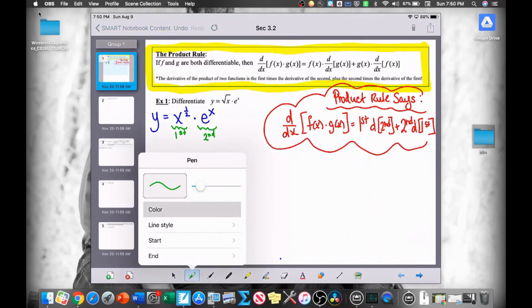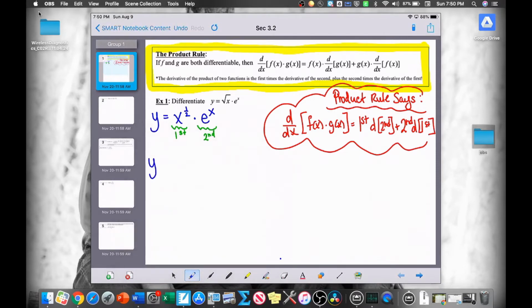So if I am going to find y prime, I'm going to follow my little rule, which is first, so x to the 1/2, times d second. Derivative of e to the x is e to the x itself, plus second function, so e to the x again, times derivative of the first. So now I use the power rule to differentiate x to the 1/2. Bring the exponent down in front, so 1/2 x, and then subtract 1 from 1/2. Well, 1/2 minus 1 is negative 1/2.